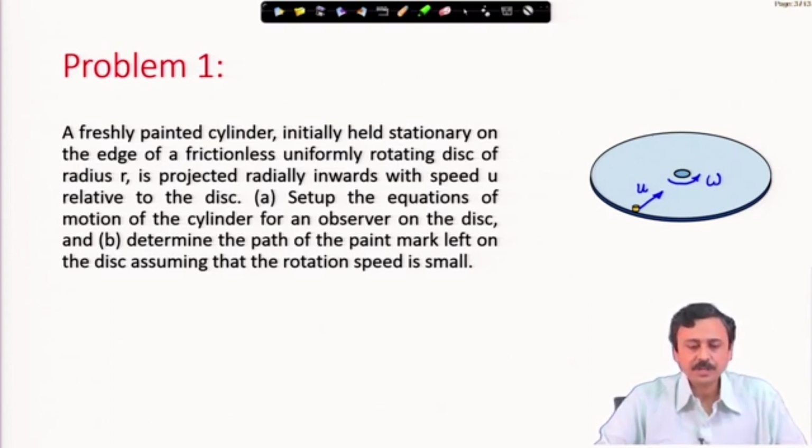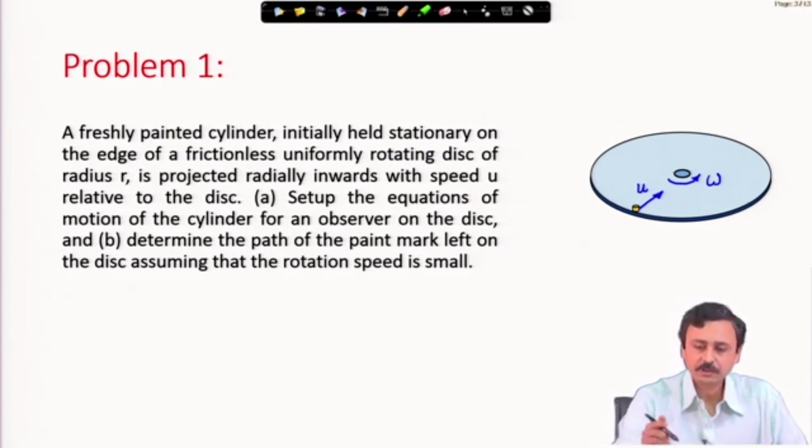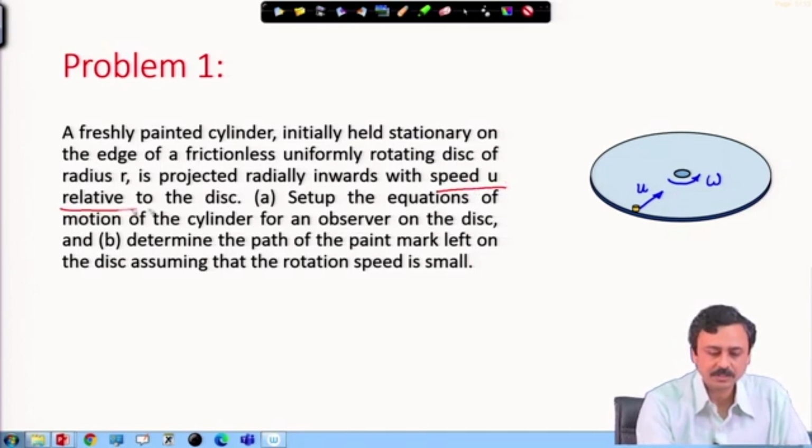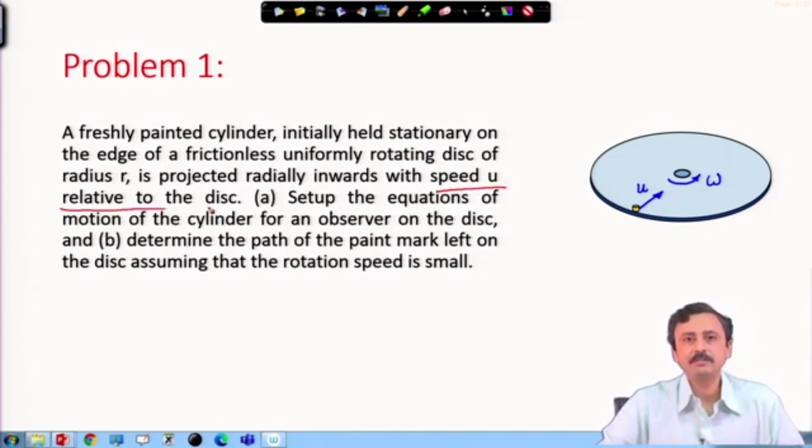This says a freshly painted cylinder, a small cylinder, initially held stationary on the edge of a frictionless uniformly rotating disc of radius r is projected radially inwards, that means towards the center, with speed u relative to the disc. This you should notice carefully, that this speed is given, or the velocity is given, relative to the disc.